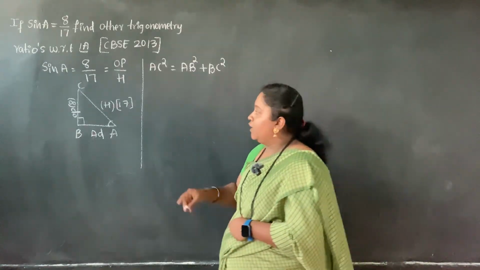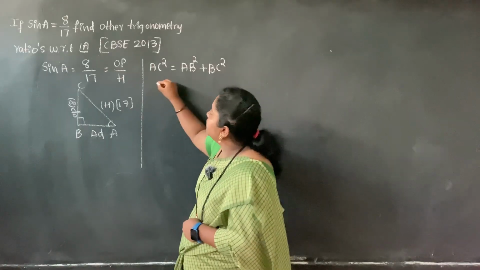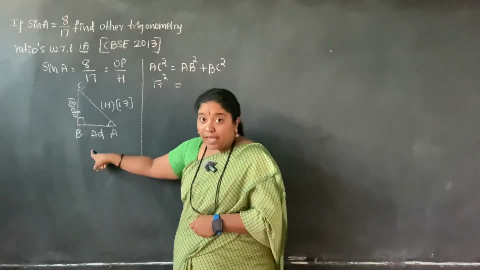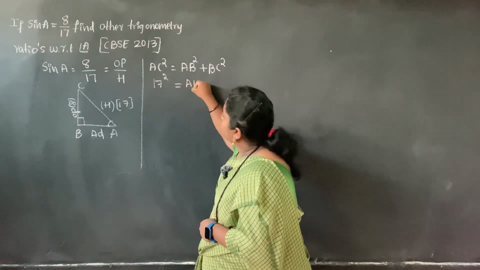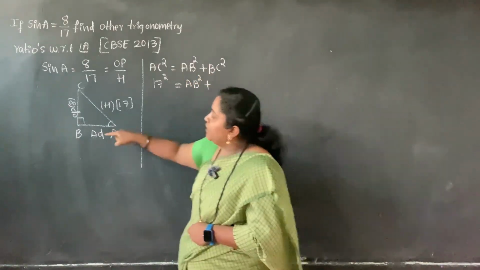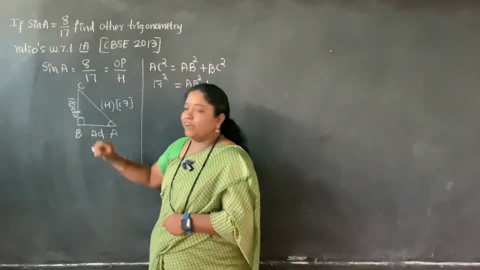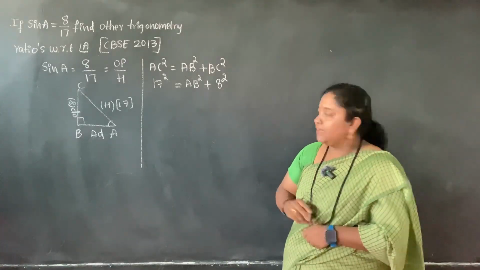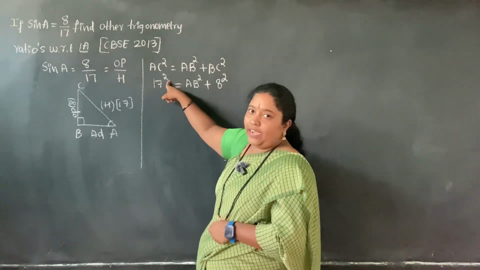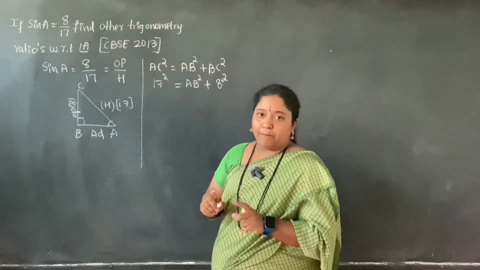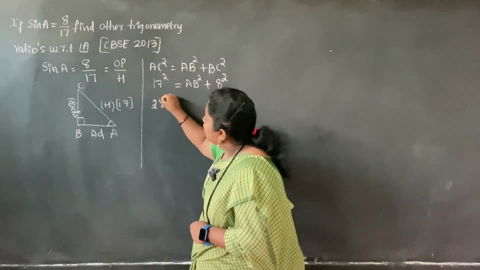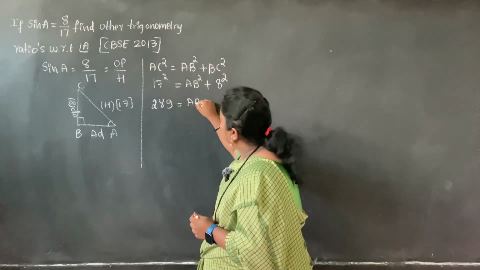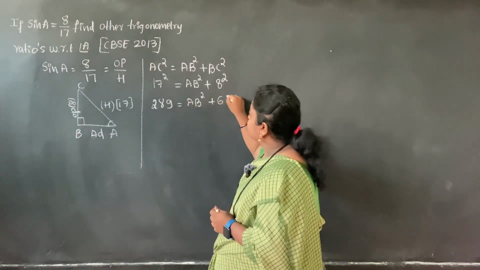Let us substitute the values. What is the hypotenuse provided, dears? 17. So let me write here 17 square equals AB square. I have to calculate AB, so I'll just write AB square. And what about BC? BC, that is opposite, is given as 8. Let me substitute this as 8 square. Is it fine? 17 square. I told you, you have to be thorough with square numbers. 17 square is 289. Fine. And I have AB square plus 8 square, which is 64.